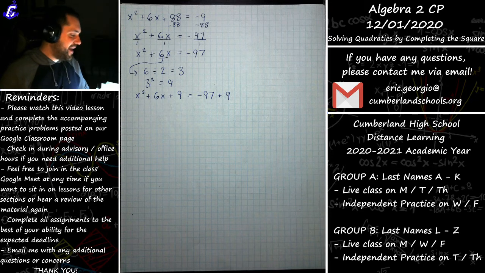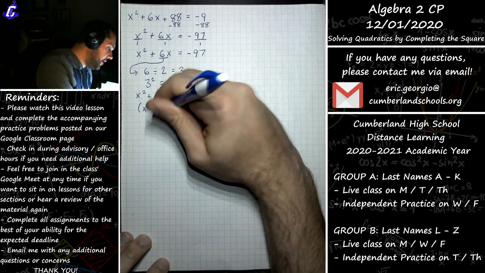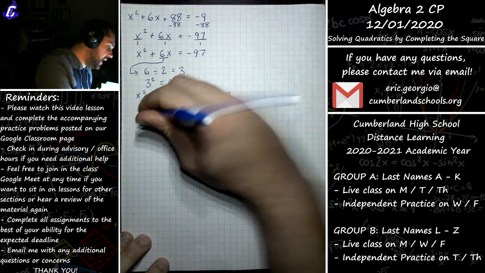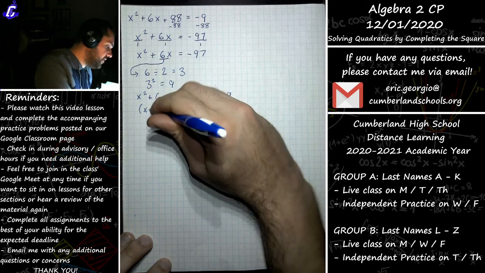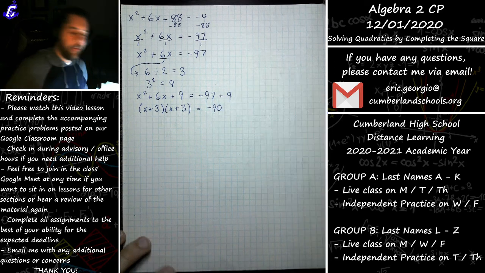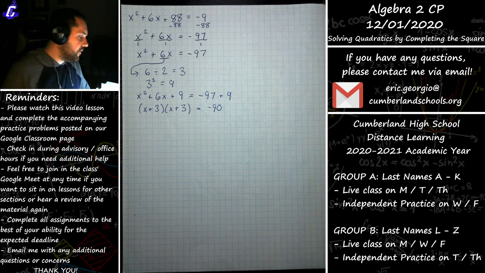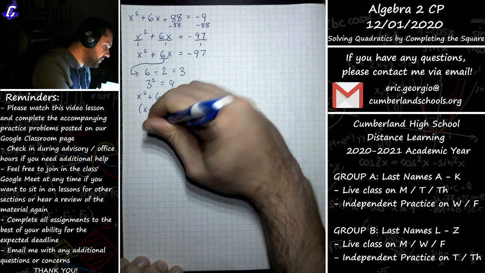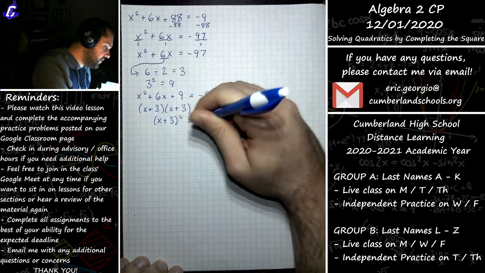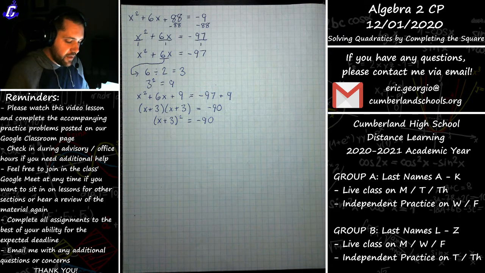Now I can go ahead and factor the left, combine like terms on the right. This gives us x and x to get x squared. Everything's positive, so let's keep everything positive, and 9 can break down to 3 and 3. Over here, negative 97 plus 9 is negative 90. Make sense? Okay, hanging in there? Hopefully. Going forward from here, how would I now solve this problem? Well, x plus 3 times x plus 3 we can rewrite as x plus 3 squared is equal to negative 90. Everybody sees that, hopefully.